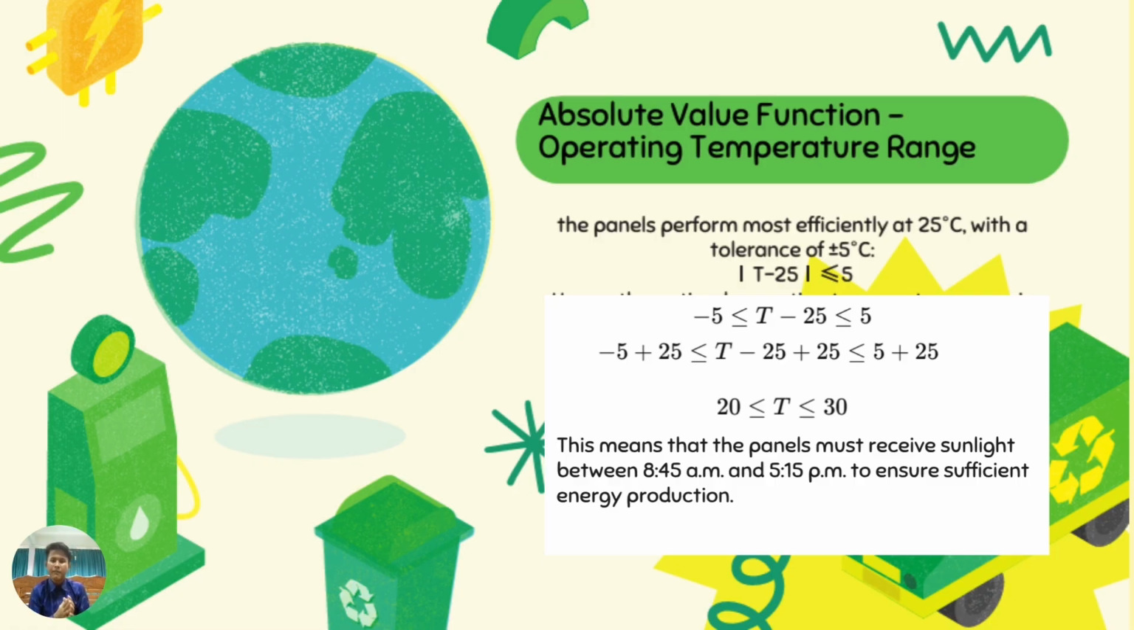This means that the panel must receive sunlight between 8:45 a.m. and 5:50 p.m. to ensure sufficient energy production. When the solar panel does not receive sunlight within this range, it could generate less power than we need.